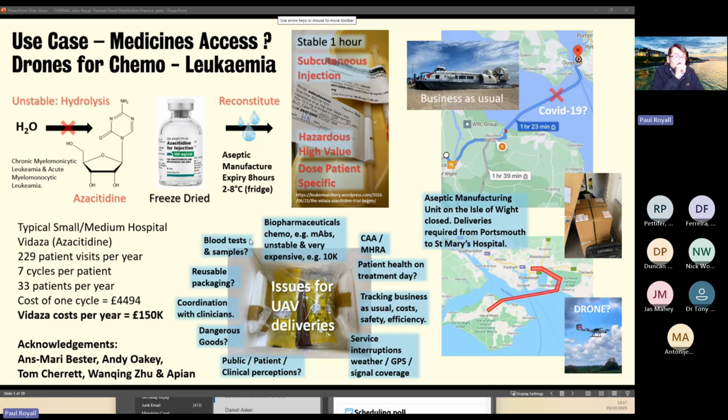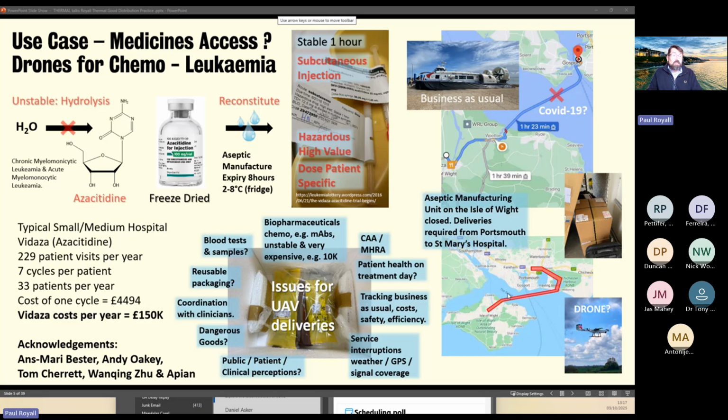Like, I think for Vidaza, I think it's like 12 or something. I think I've got it written down here. Oh yeah, the expiry is 8 hours. So if you had your manufacturing unit in the same hospital, you would tend to phone up the manufacturing unit and say, please halt the preparation, my patient can't take it anymore. And that's fine. Come back next week.